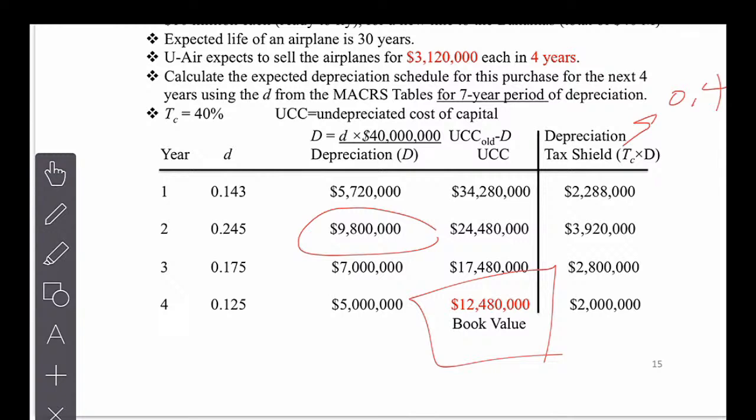Yes, the D will always be from the makers table, or I'll give it to you and it's going to be used this way. It's coming from the makers table, just a makers table that had 2 decimal places rather than 3.